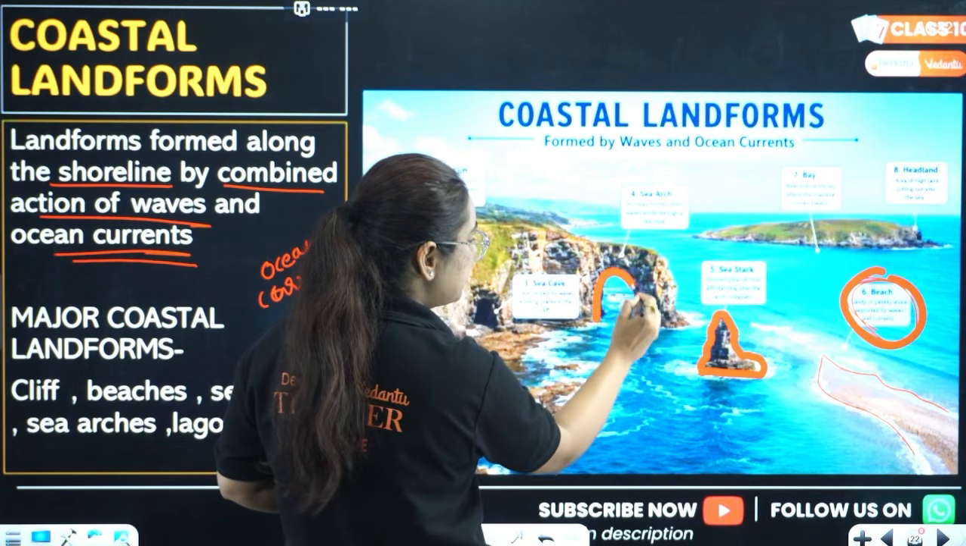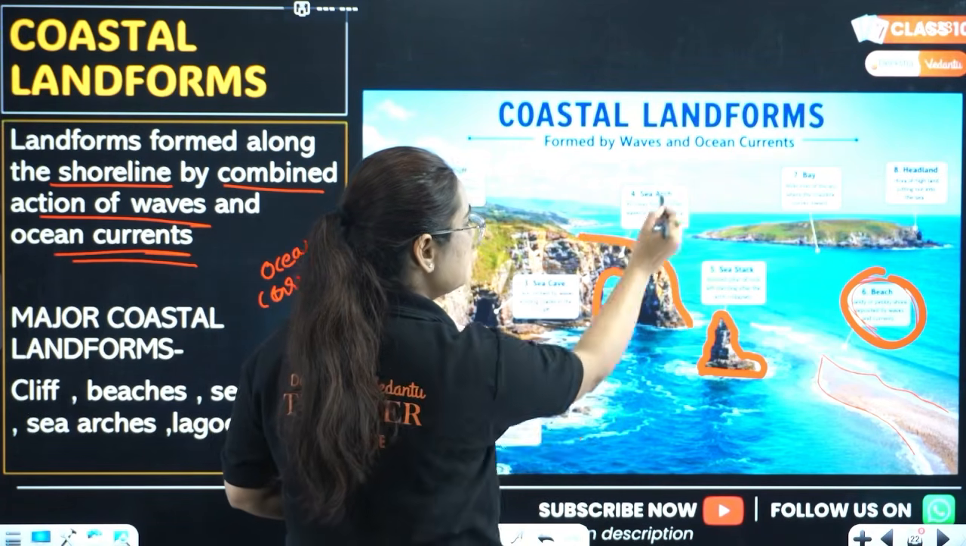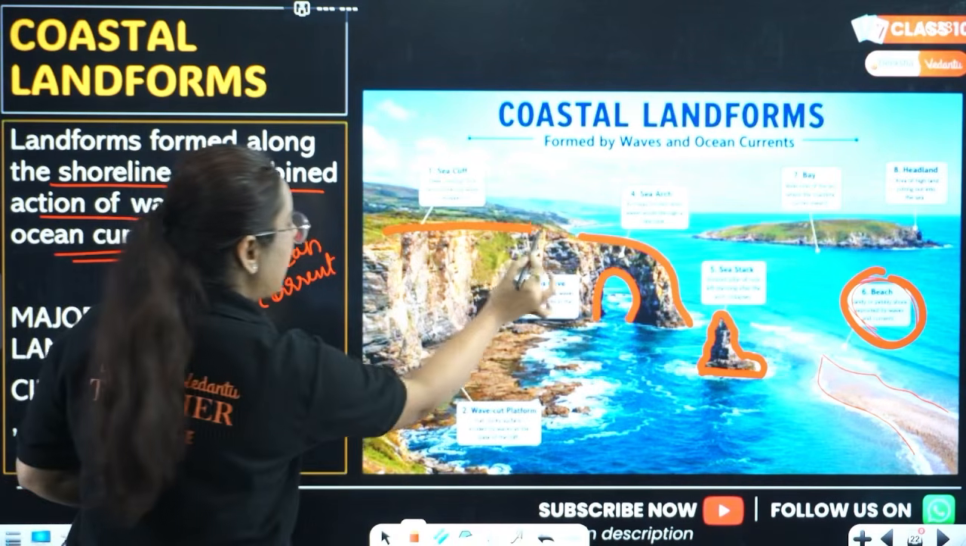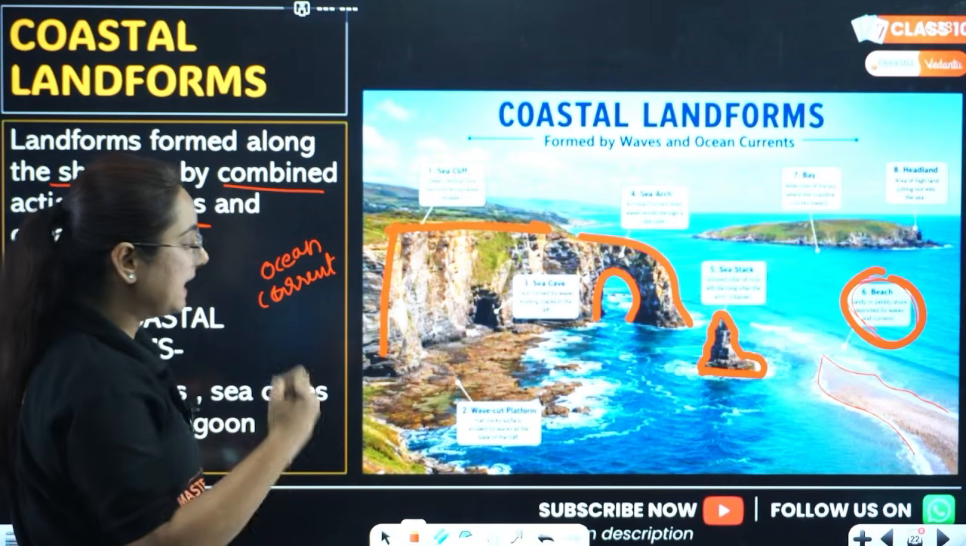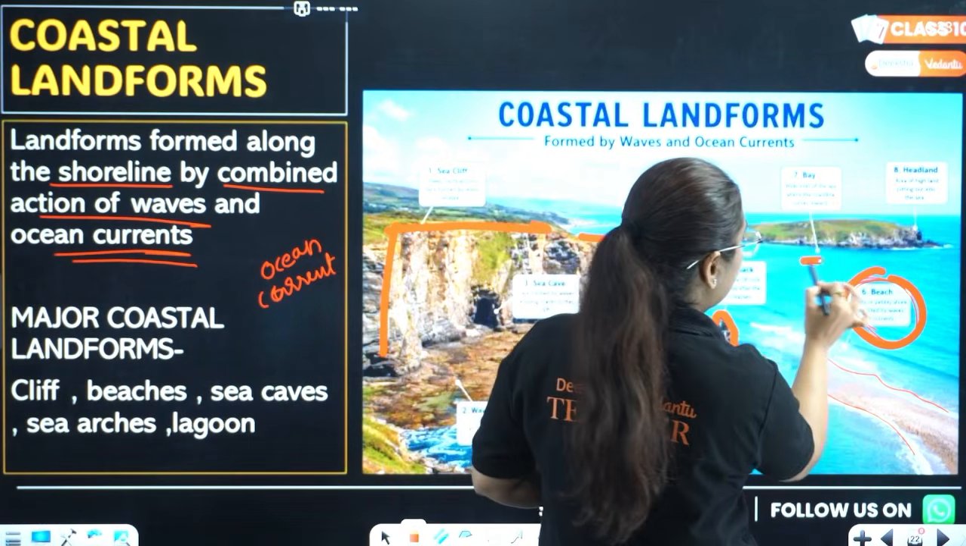Similarly, you find this here. What is it? This is a sea cave. This landform, what is this? This is a sea arch. This larger part, what is it? This is a sea cliff. Okay, this is a sea cliff. This is a bay. Right? Pay attention.